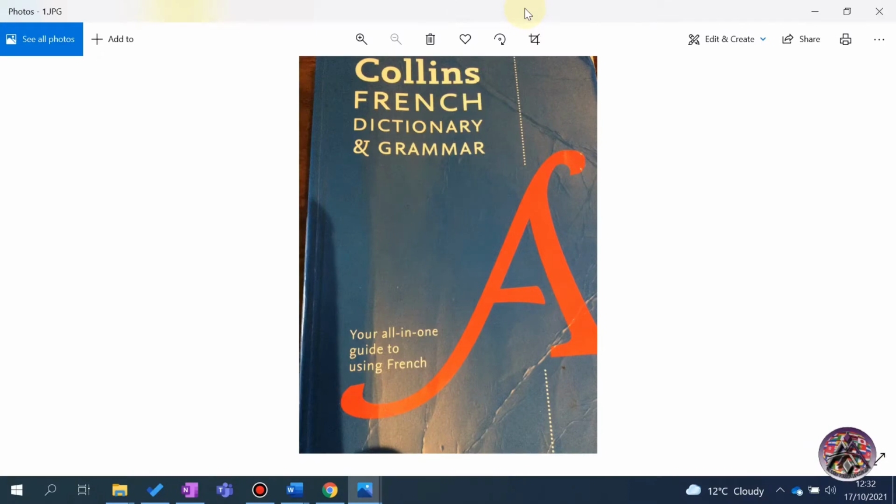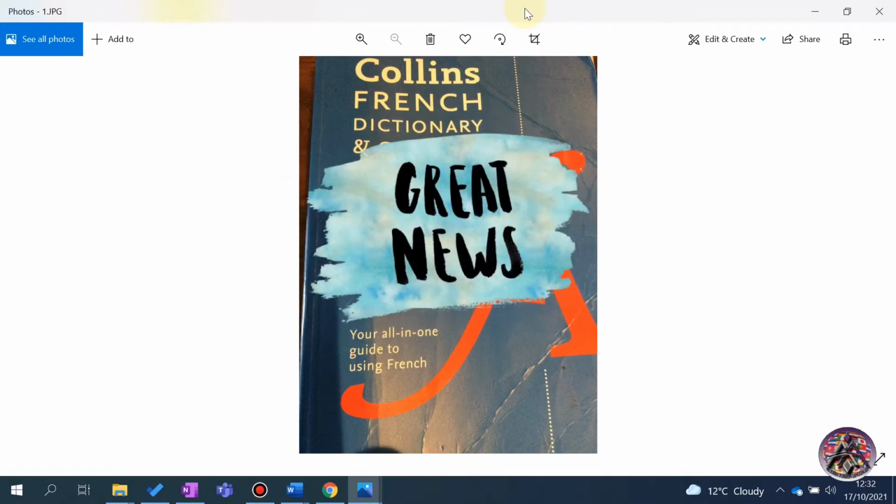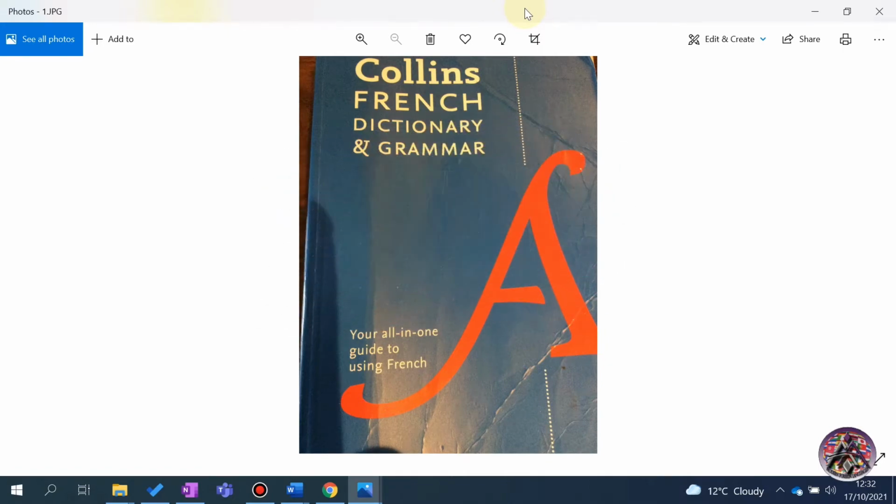Hi, in this video, I'm going to show you how to use a dictionary to write sentences using the perfect tense. Remember, in your exam, you'll be allowed the same dictionary, so it'll be very handy for you to know the exact pages that you need. Before we start, you have to remember how to use the perfect tense.